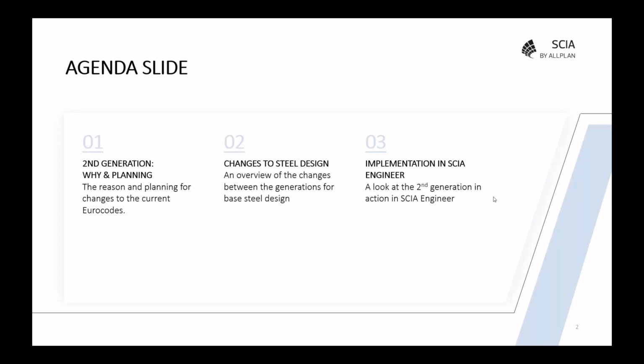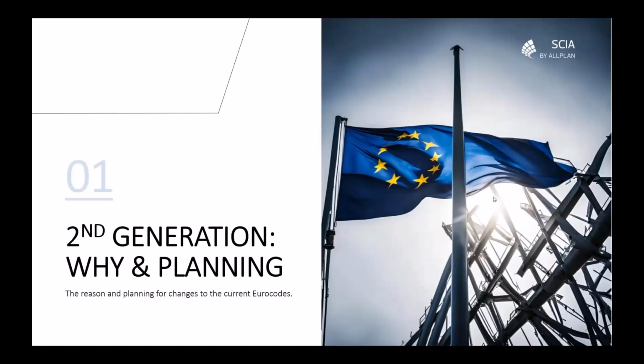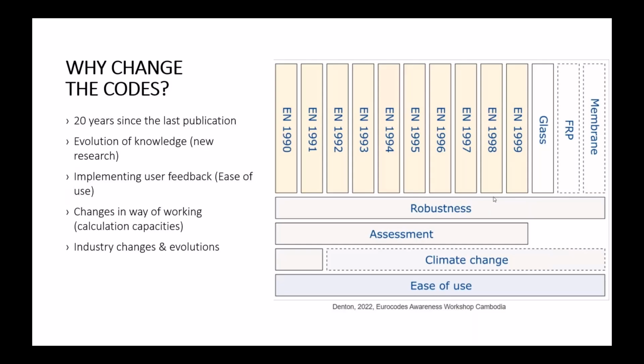So, second generation Eurocodes. Why are we making a new generation of Eurocodes? Well, not we, why are they making a second generation of Eurocodes? Well, it's been 20 years since the first generation Eurocodes came out, and since then there's been quite some evolution in the knowledge. A lot of research has been done. We've realized that some methods are maybe a little too economical and others are too conservative. So this new research has been incorporated.